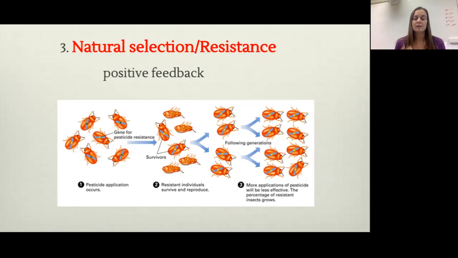And then their offspring are going to be resistant. And so we get onto something that we call the pesticide treadmill, where we're having to add higher and higher doses and develop new and different forms of pesticide because we are selecting for the organisms that are resistant to the pesticide that we're using.